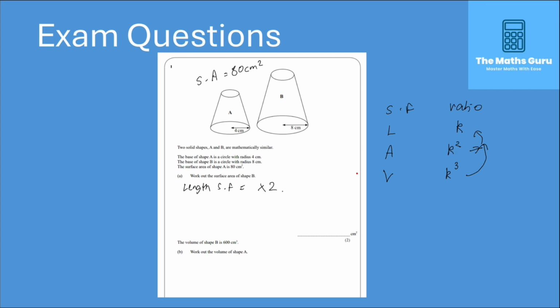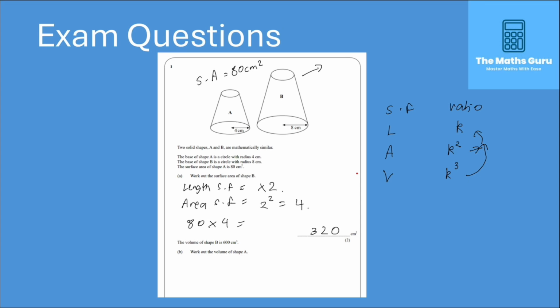Okay, now we know our length scale factor is timesing by 2. We need to work out the surface area of our larger shape here. So our area scale factor, looking at our table, is going to be 2 squared, which is 4. That is our area scale factor. So we look at our smaller one, it tells us it's 80, so we do 80 times by 4 to get our larger one, which is 320 centimeters squared.